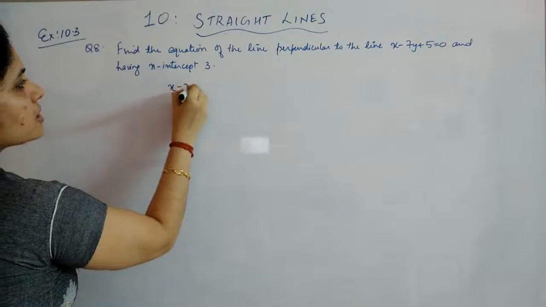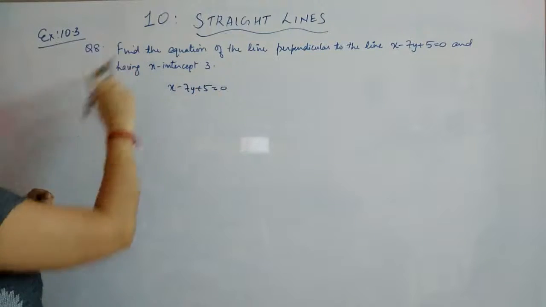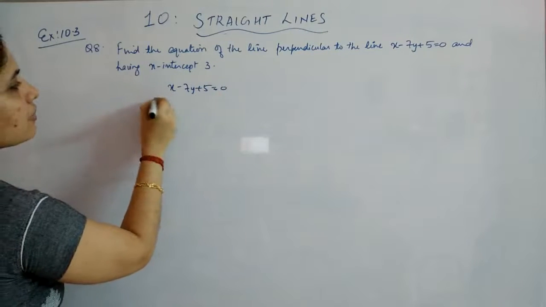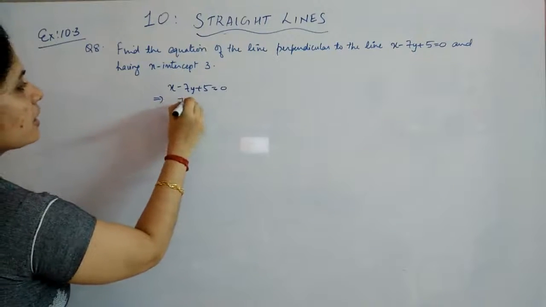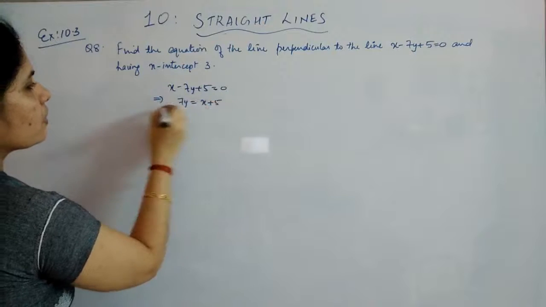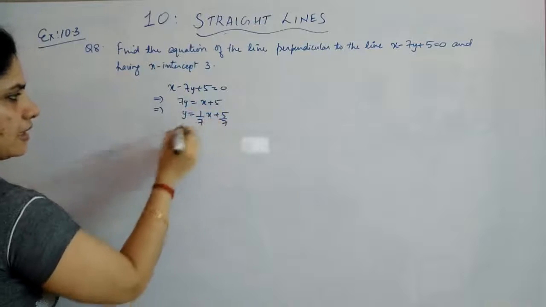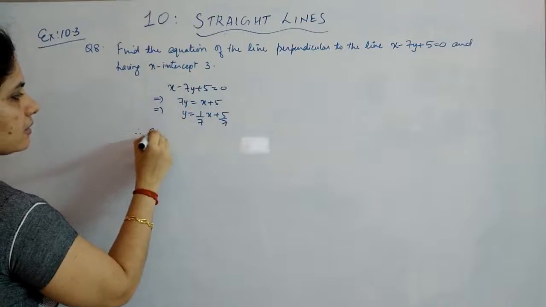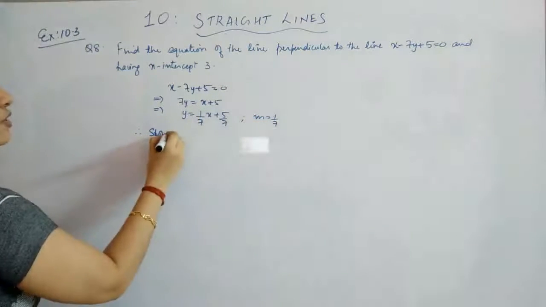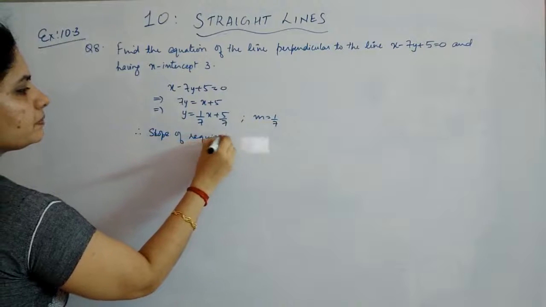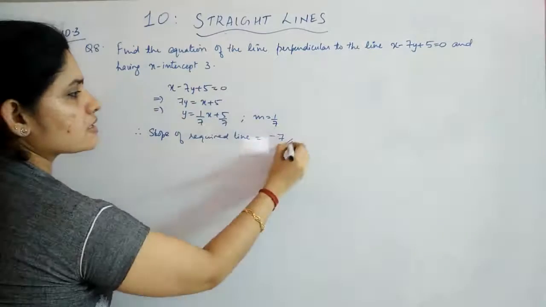The line x minus 7y plus 5 equal to 0 will help you find the slope of the required line. How? Because this can be made in the form y equal to mx plus c, so that you can get its slope. So 7y is equal to x plus 5, or y is equal to 1 by 7x plus 5 by 7. Therefore, the slope of this line is m equal to 1 by 7. The slope of the required line will be the negative reciprocal of this, so you will get negative 7.